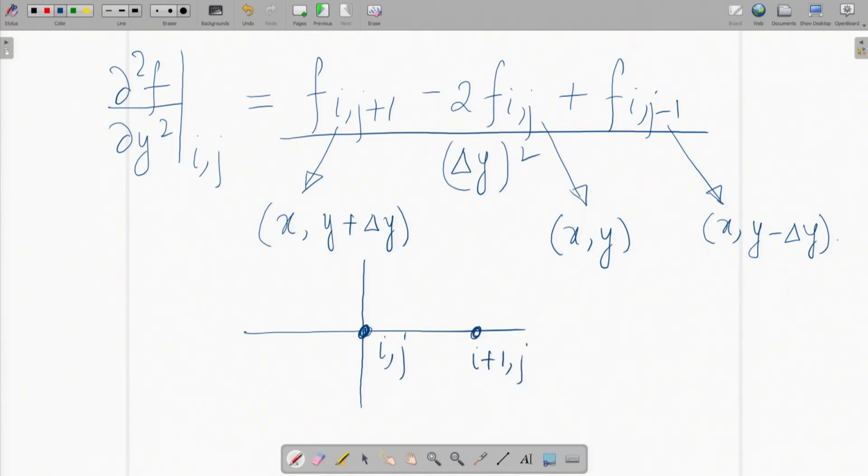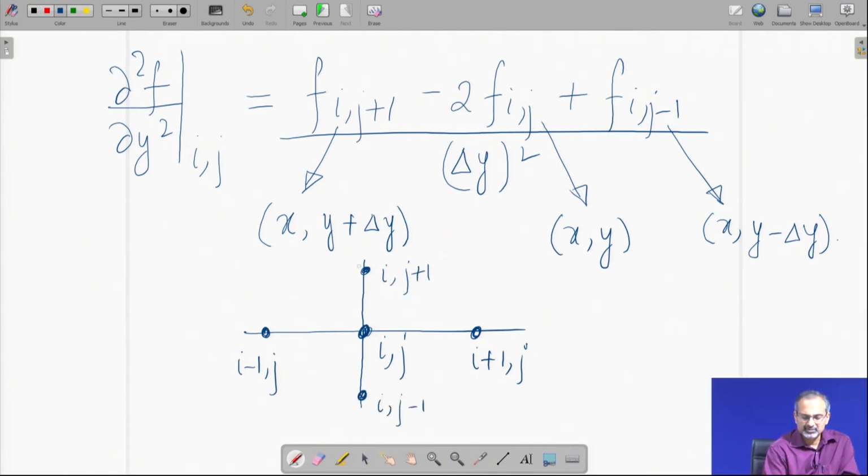So, just looking back at what we are talking about in the grid sense, we have used up a stencil like this in expressing the two partial derivatives which are of importance to us in as far as Laplace equation is concerned.